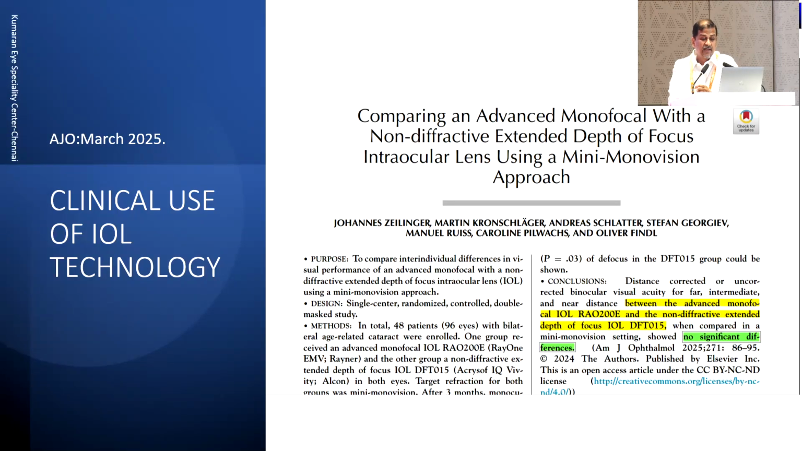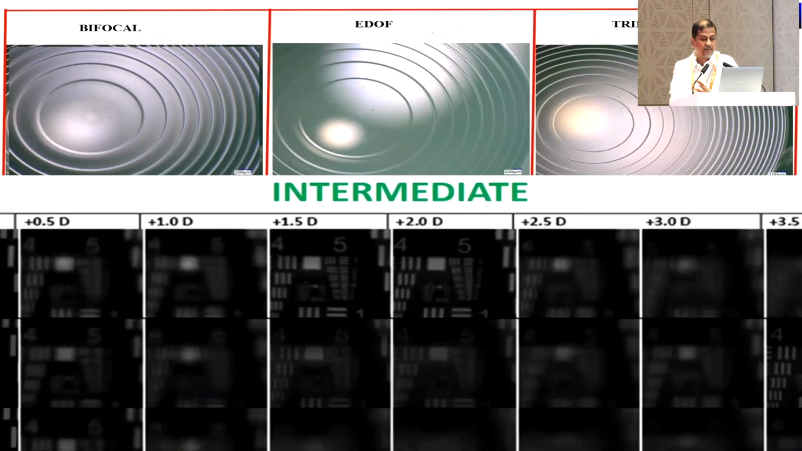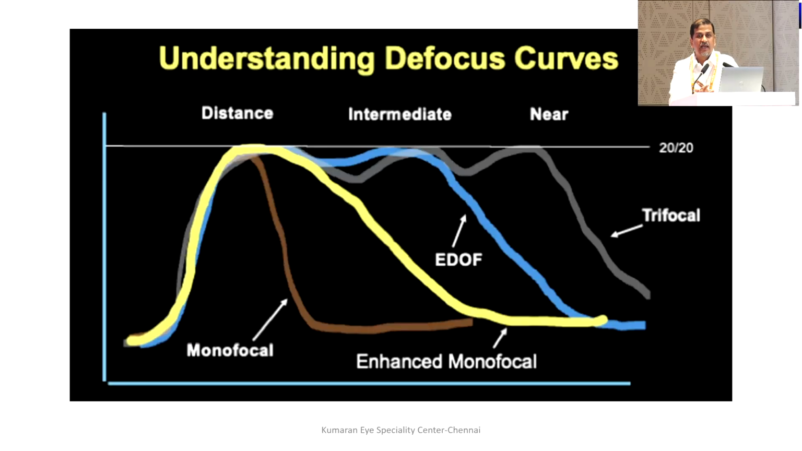There's another study which showed the advanced monofocal in comparison with the EDOF lenses. They did a micro monovision, and it was found that both of them are doing quite well. This is the MTF chart, which shows that in EDOF, the intermediate is more prominent. In a trifocal, all are good, but to a certain extent, and in a bifocal, the near is much better than the intermediate. So this defocus curve actually summarizes my entire talk.